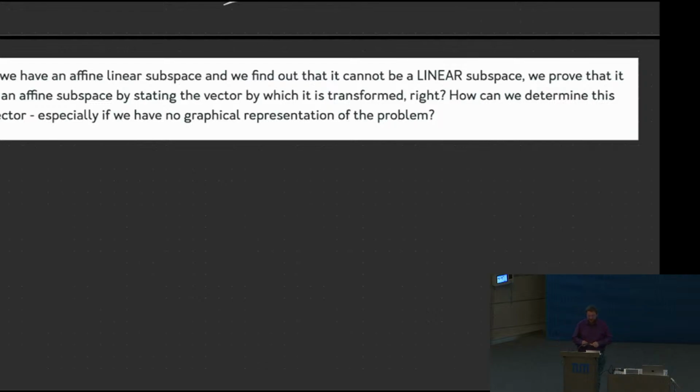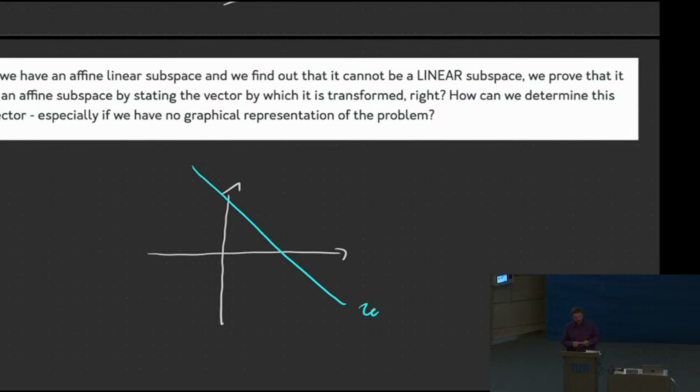If we have an affine linear subspace and we find out it cannot be a linear subspace, so in 2 dimensions, for example, we have a setting like this. Say this is the space that we're talking about. Let's call it U. We found out it can't be a linear subspace, for example, because we can verify the origin is not included. And now we want to prove that it's an affine subspace. What we usually do is we translate it so that it contains the origin, and then we investigate whether this translated space is now a linear subspace. And the question is, how can we determine this translation vector?